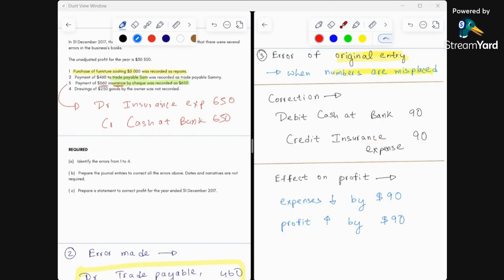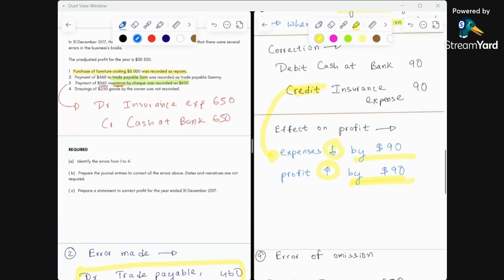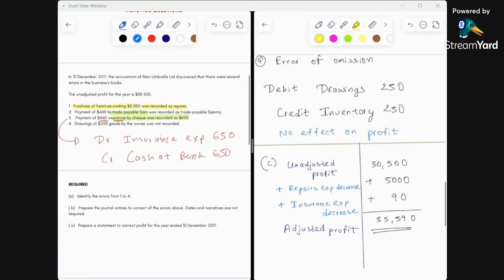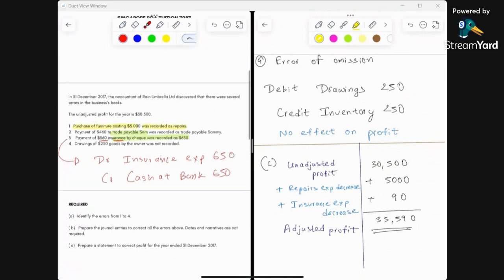Okay. So what's the effect on profit in this case? So we clearly understand that expenses are being reduced by $90, which means profit should go up by $90 due to the fact that profit and expenses have an inverse relationship, and profit is calculated as the difference between revenues earned and expenses incurred. Okay? All right. Now let's look into the last error that we have got, which I believe is pretty straightforward.